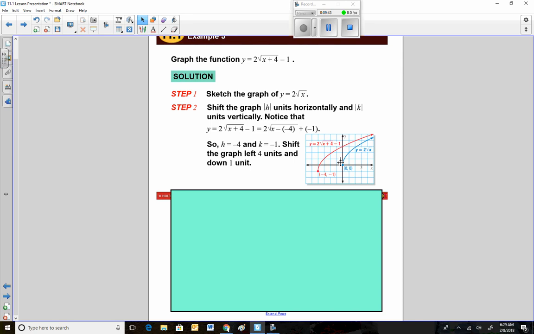And we could just plug in x's and y's into this original equation to get a couple different points here and cause the swoop to occur. So keep in mind that this would cause it to move left 4. This part here would cause it to move down 1. And this 2 would cause it to stretch closer to the y-axis.